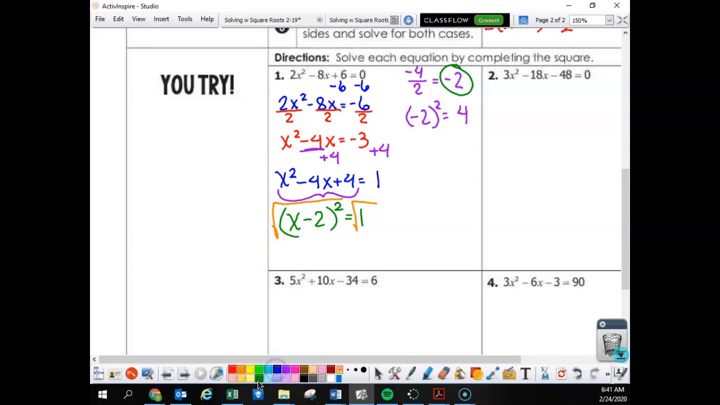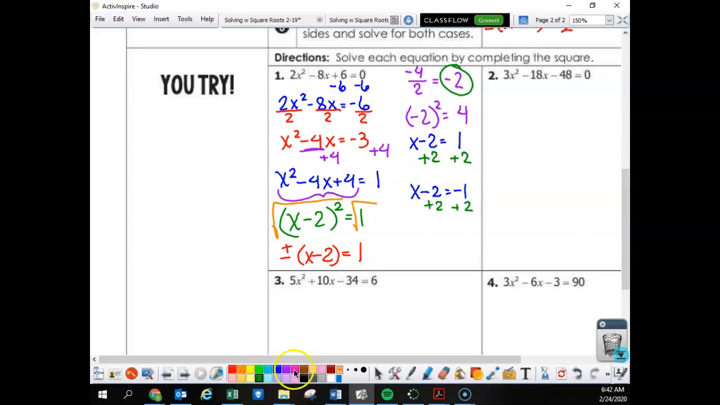So then you have two solutions. So it's plus or minus x minus 2 equals 1. The square root of 1 is just 1. And then you split it up into your two cases. X minus 2 equals positive 1. X minus 2 equals negative 1. Add 2 to both sides.